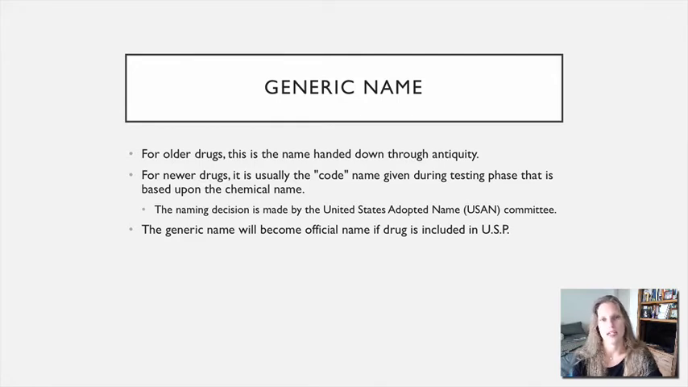Once a drug is named and tested and approved, and if the drug is going to go to market, the generic name will become the official name if the drug is included in the USP. So essentially, once a drug is approved and listed in the USP, the generic name and the official name are going to be the same. The generic name for tetracycline hydrochloride is the same as the official name. If the drug has not yet been approved and it's still in the testing phase, then that would be the generic name.